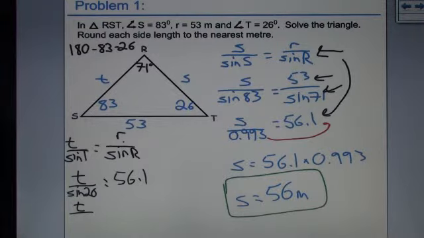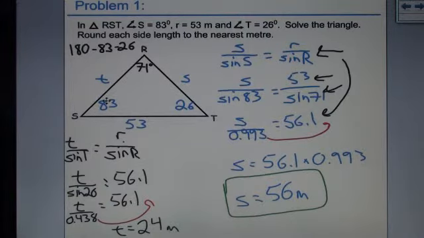t over 0.438 equals 56.1. Now due to space, I'm going to bring this up and multiply them. I'm just going to write the answer for t down here. t equals 24 meters. And I'll put a box around it just to make it special as an answer.